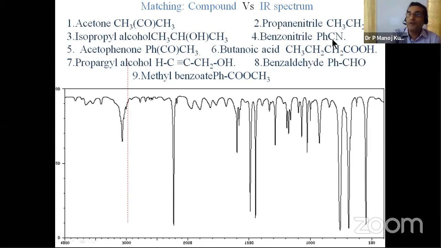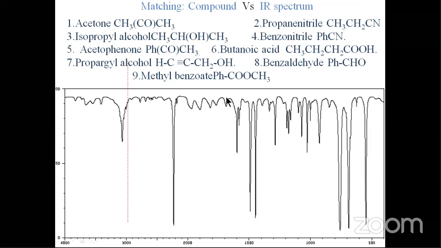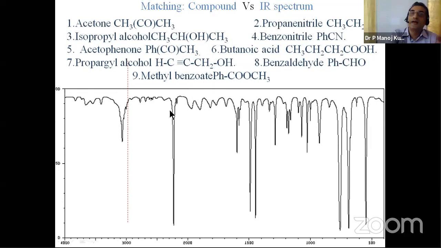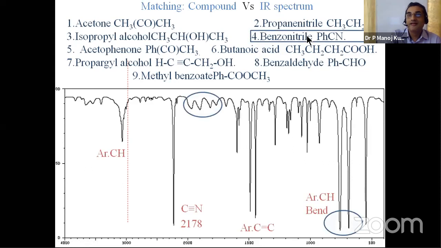And one more supporting. See here the pattern of the bands that you are getting. Can you see a pattern here? Between 1667 to 2000, can you see a pattern here? It is also identical with that of a monosubstituted aromatic compound. So all this invariably tells that it is benzonitrile. And that is the reason why I did not go for acetone.